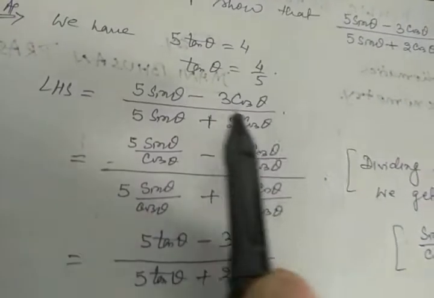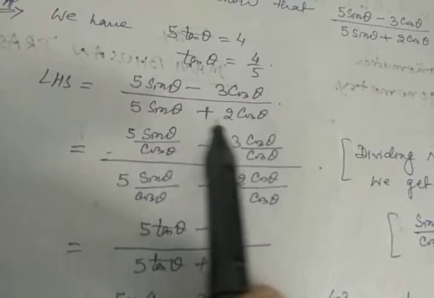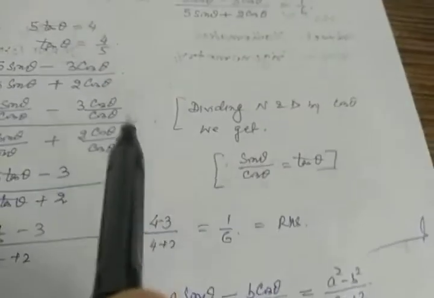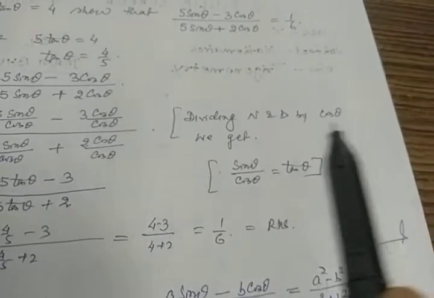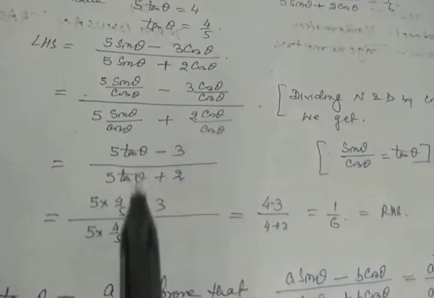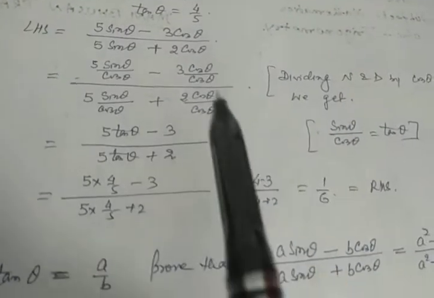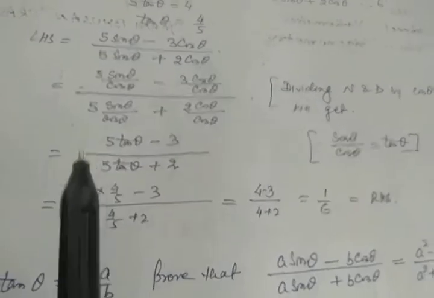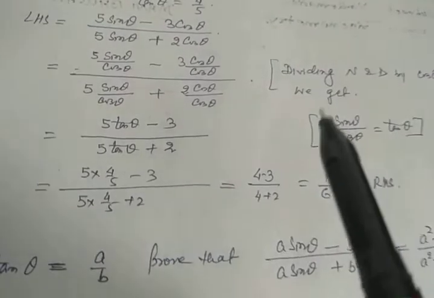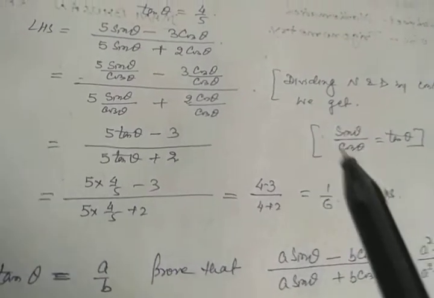Take 5 sin theta minus 3 cos theta by 5 sin theta plus 2 cos theta. Divide numerator and denominator by cos theta. What will you get? Dividing numerator and denominator by cos theta, sin by cos becomes tan theta, and cos cancels, so it is only 3. So 5 tan theta minus 3, 5 tan theta plus 2. As sin by cos, this is the formula, sin by cos will be tan theta.